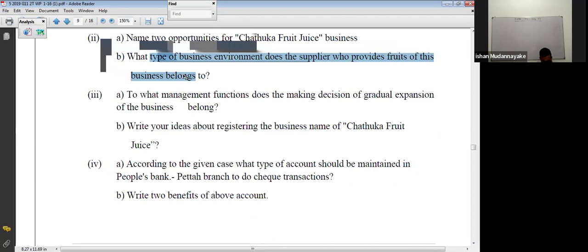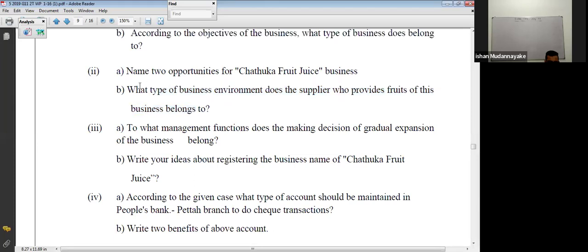What type of business environment does a supplier who provides produce fruit to this business belong to? Simple question, what's the answer? External environment. Yes, external environment.